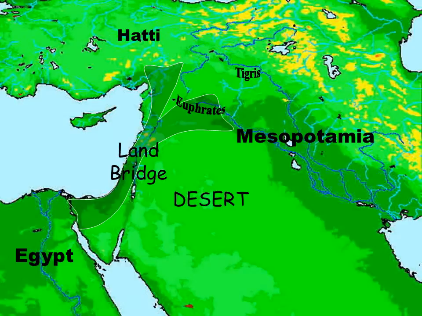And so you wouldn't want to go through the desert. That's the Arabian desert out there in the middle, and that's not very hospitable. There's no water. You can get lost. You can die in the desert. And so invariably, most people would take the more comfortable land bridge to get from one center of civilization to the other, which makes the land of Canaan very strategically important.